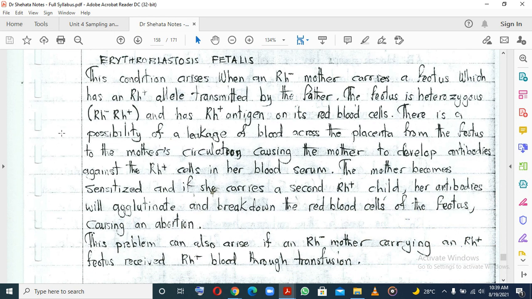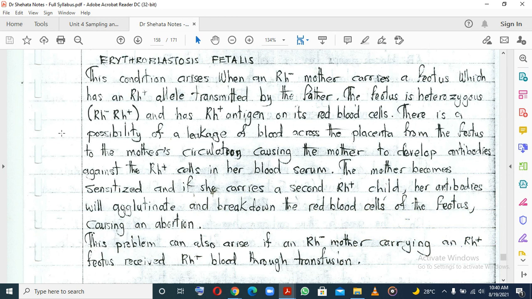Now there is this disease called erythroblastosis fetalis. Again, it's the same thing. Let's take, for instance, a pregnant woman. If a pregnant woman that is rhesus negative carries a fetus that has a rhesus positive allele, remember that the rhesus positive allele is dominant, so even someone that is heterozygous for the rhesus factor is going to be rhesus positive. What this basically means is that when the pregnant woman carries the child that is rhesus positive, there's a possibility that blood can leak across the placenta from the fetus.